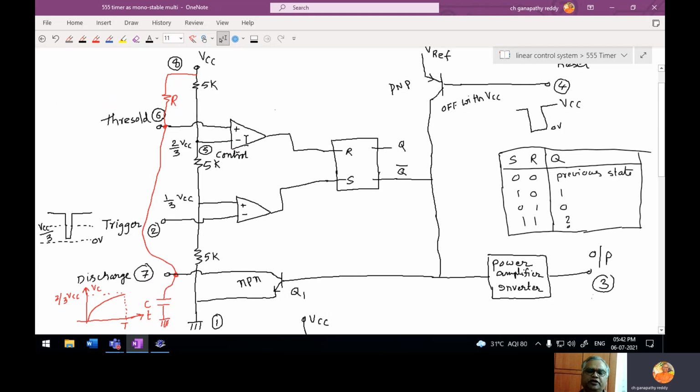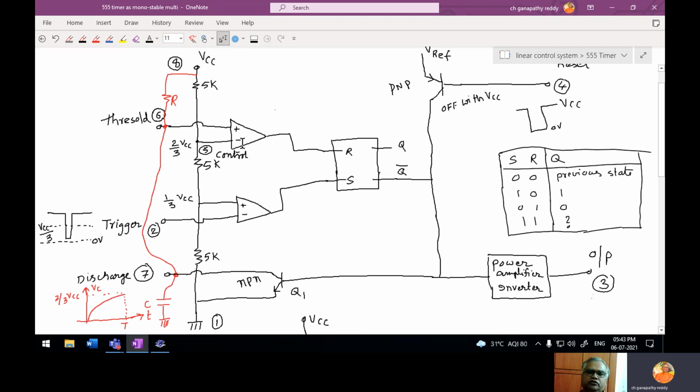What is the principle of comparator? It compares both the inverting and non-inverting voltages. Then output is positive or negative depending on which is dominating. If negative voltage is dominating, then output is negative. If positive voltage is dominating, that means the source connected to the positive terminal, then output is positive. This is a comparator. This is also a comparator. So comparator operation is important.